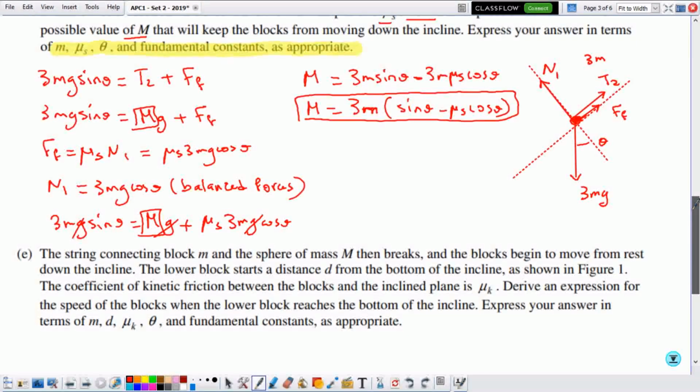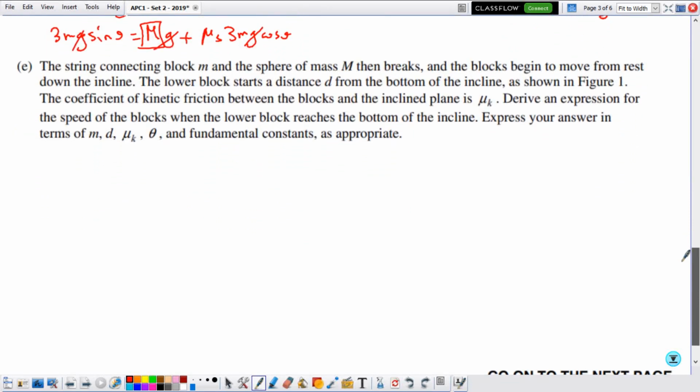Now in part E they're telling us the string connecting the block M and the sphere of mass M then breaks and the blocks begin to move from rest down the incline. The lower block starts a distance d from the bottom of the incline as shown in figure 1. The coefficient of friction changes from static to kinetic between the blocks and the inclined plane, and now is mu k. Derive an expression for the speed of the blocks when the lower block reaches the bottom of the incline. Express your answer in terms of m, d, mu k, theta.